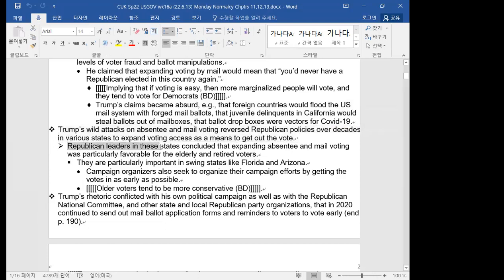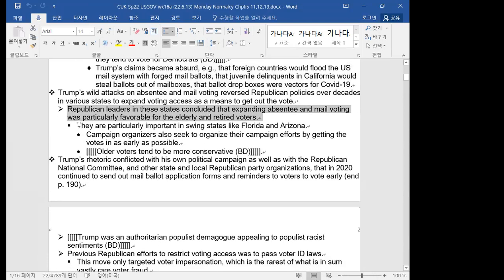Republican leaders in these states concluded that expanding absentee and mail voting was particularly favorable for the elderly and retired voters. And these, of course, are particularly important in Florida, in Arizona, nice, warm, Sunbelt states where people go who retire. So there's a lot of old people there in those states. And these are states that tend towards Republican voting.